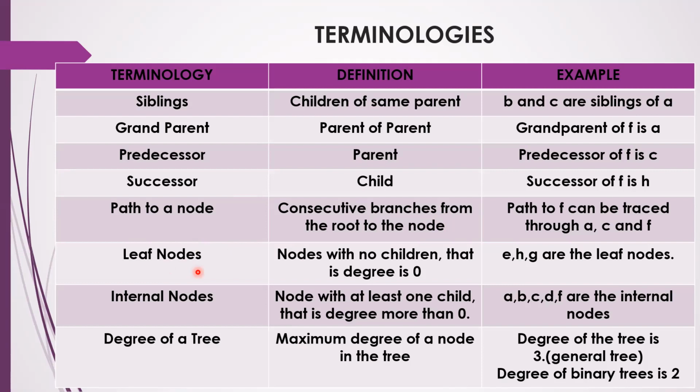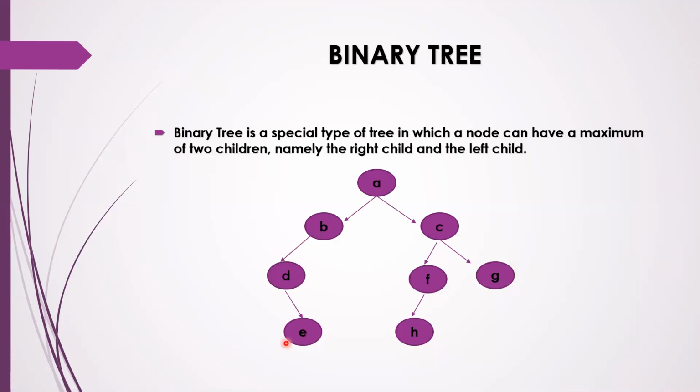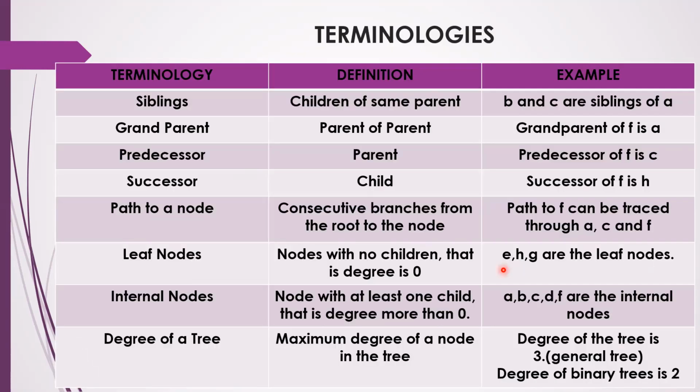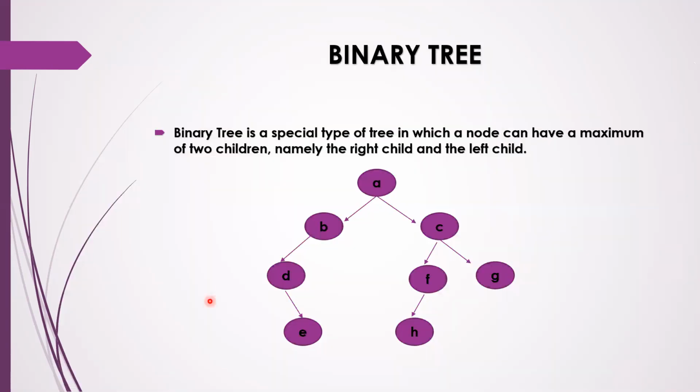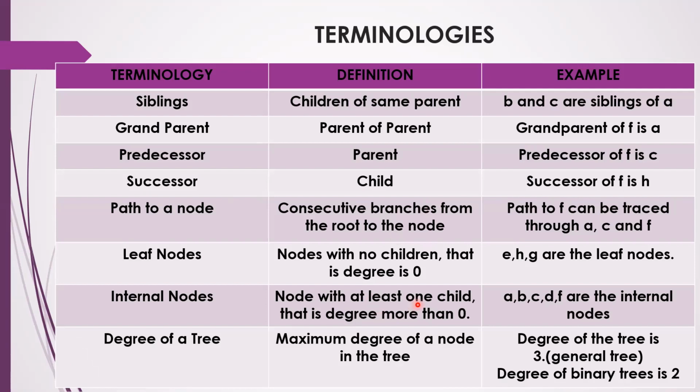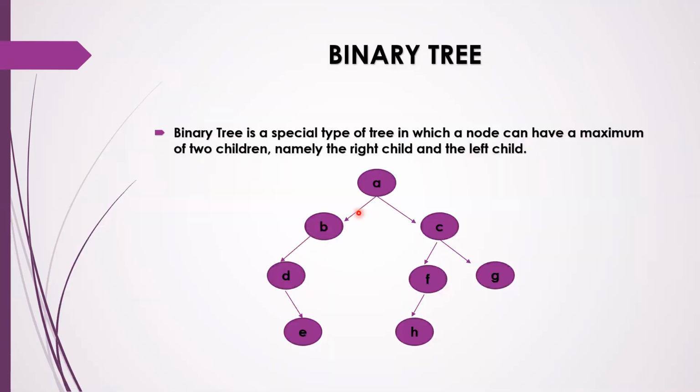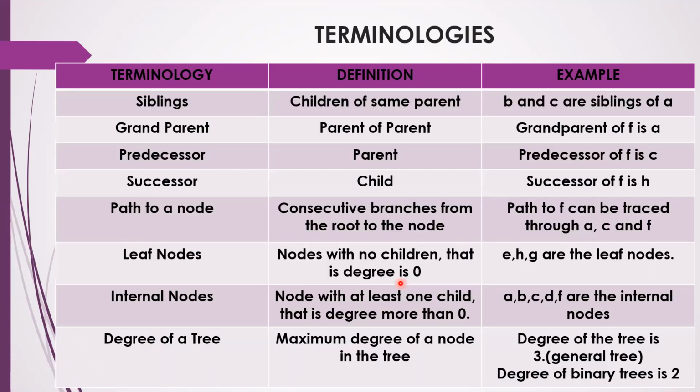In a branch, leaves are the final thing. Leaf nodes mean nodes with no children, that is, degree 0. If you see here, E, H, and G are the leaf nodes. And internal nodes means the middle nodes with at least one child, that is, degree more than 0. So A, B, C, D, F are the internal nodes.